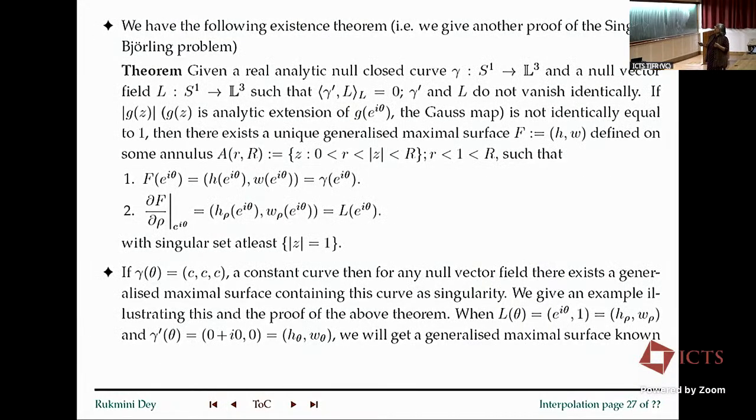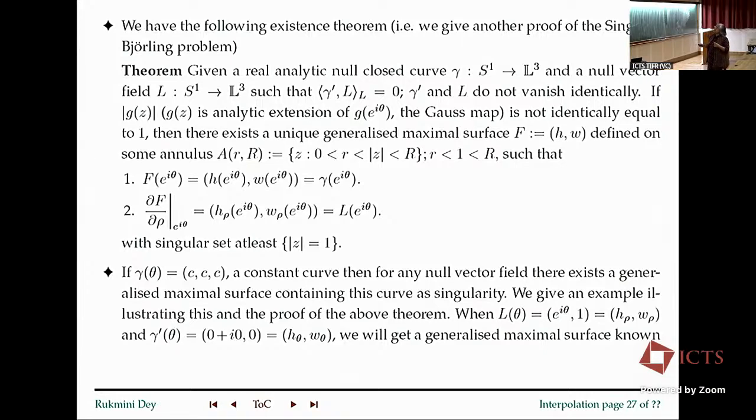We have also given the existence theorem. We gave a slightly different proof from there because it will be more relevant to our needs. In the HW notation, we try to write everything. So, we gave a solution that given a real analytic null closed curve gamma from S1 to L3 and a null vector field L, such that this is 0 and they do not vanish identically.